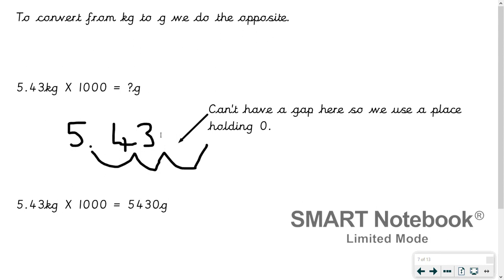However, we now have a gap between the 3 and the decimal point. We cannot have that, so we need to put a place holding 0 in there. So as you can see down here, the place holding 0 goes here, which makes 5.43 kilograms times 1,000 equal 5,430 grams. So often, if it's to 2 decimal places, you will need to put the place holding 0 in there. If it was to 1 decimal place, you have to put 2 place holding zeros in there. It helps us out to make sure the numbers line up and make sense. But that is how we get from kilograms to grams. And then we did the opposite to get from grams to kilograms.